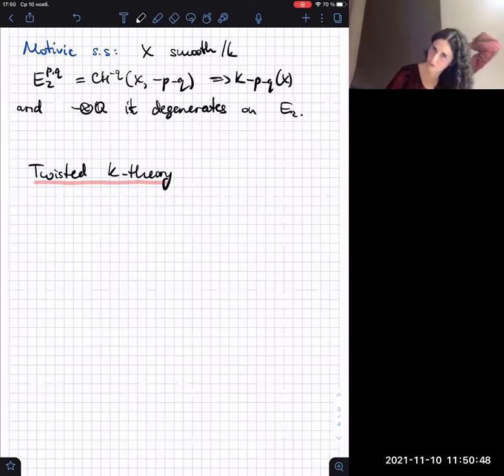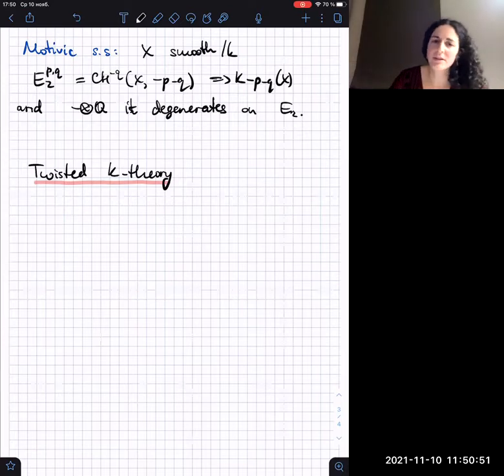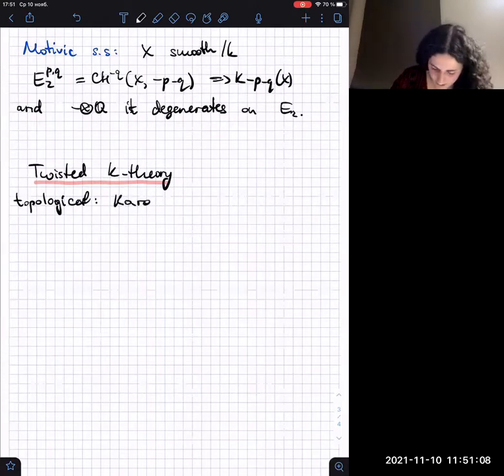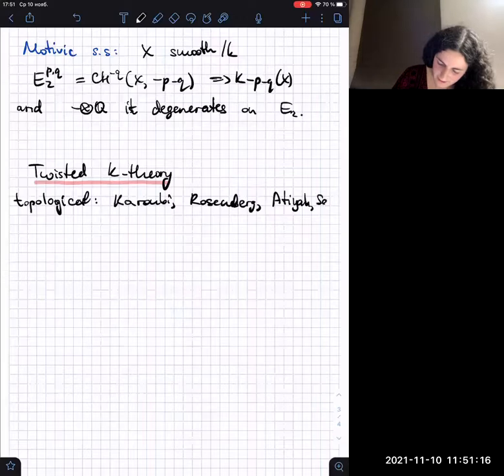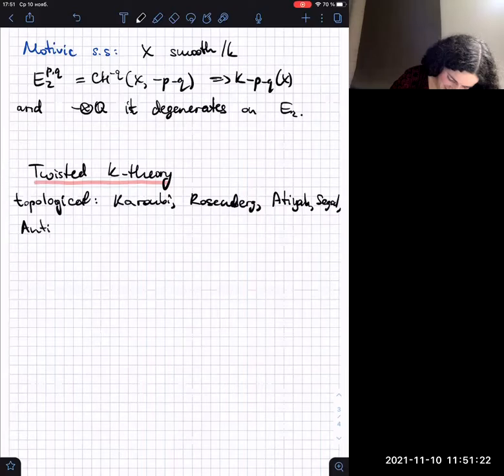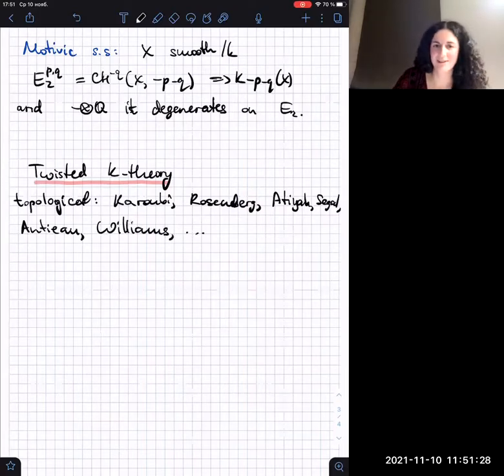There are many people who worked on twisted K theory. Mainly people work on it in the topological context. I will name some names; there are probably more works on it. Max Karoubi and Jonathan Rosenberg, and Atiyah and Segal all did cool things with it. And I have Ben Williams in the audience, so I'll say that Ben and Ben write really cool papers about it, and so do other people.